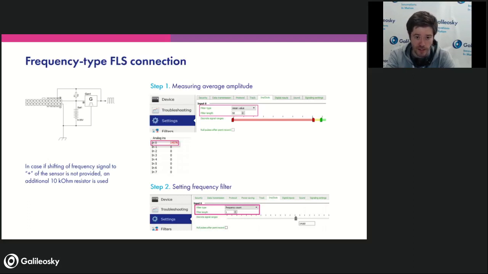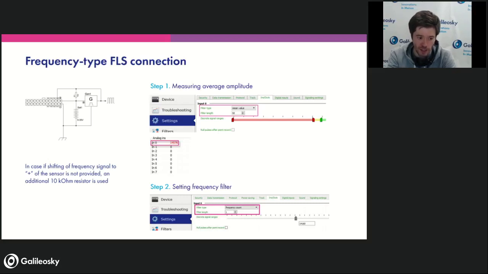The first step is pretty much the same as with the analog field level sensor, only this time the filter length will be greater. It will be 50 or more. In that way, we will provide maximum precision of the average amplitude of the analog signal. After we measure it for some time, like several minutes, and get the average value from the field level sensor in volts, we use it as the discrete signal range for the frequency filter.